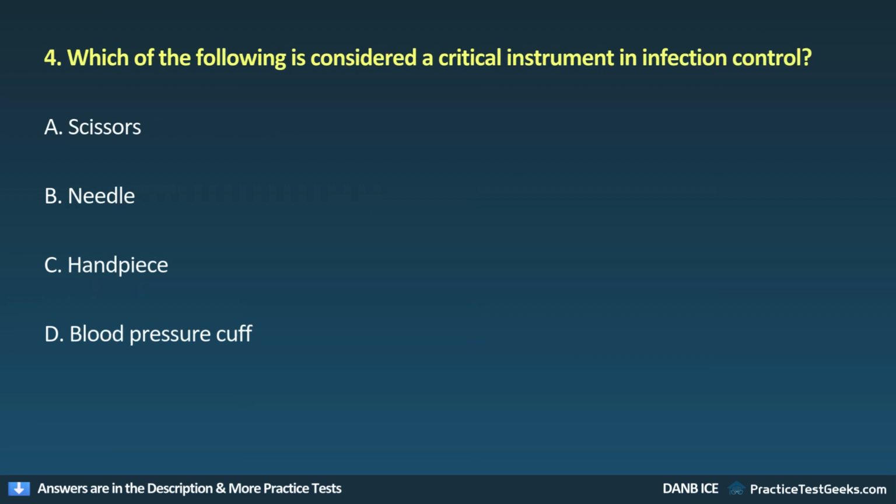4. Which of the following is considered a critical instrument in infection control? A. Scissors. B. Needle. C. Handpiece. D. Blood pressure cuff.